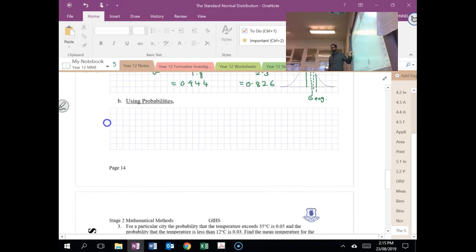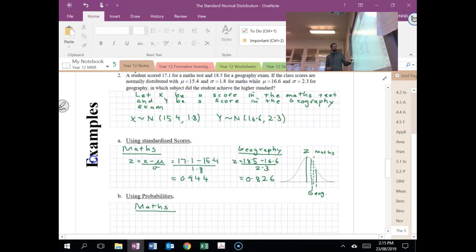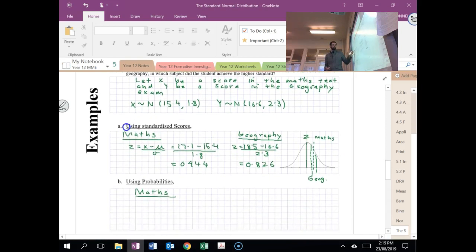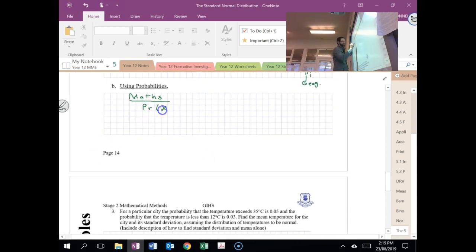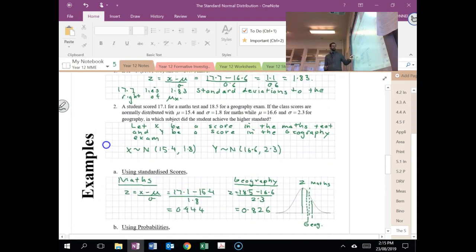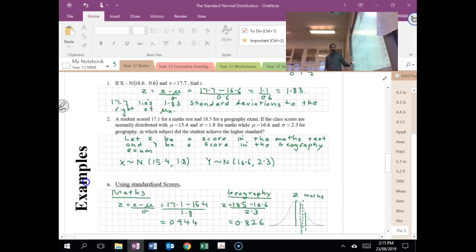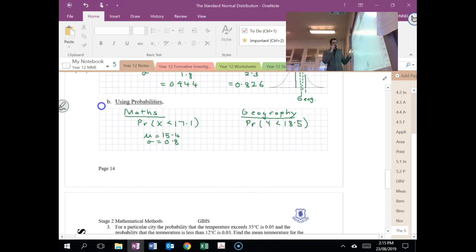Now, using probabilities, there is also a way to do this. So if we take maths, we could work out the percentage of people that scored lower than this student. Now, what did they get? Well, they got 17.1, I think it was. So we could find the probability that X is less than 17.1. And for geography, we could find the probability that a student got less than 18.5. So let's just bear in mind that the mean for maths was 15.4 and the standard deviation was 0.8. And for geography, it was 16.6 and 2.3.